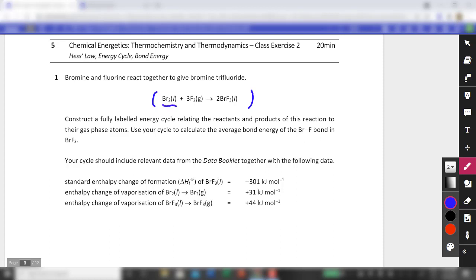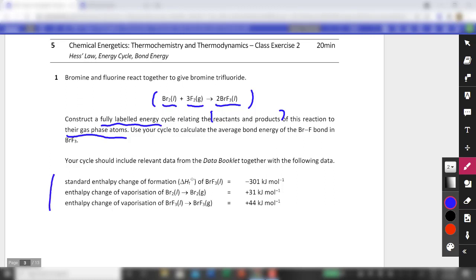So we have 1 mole of liquid bromine reacting with 3 moles of gaseous fluorine to give 2 moles of liquid bromine trifluoride. You are supposed to construct a fully labeled energy cycle. You need to relate the reactants and the product to the gaseous atoms. The reason they give you this particular clue is really to tell you that you need to make use of bond energy data, and you need to convert whatever molecules you have into gaseous atoms.